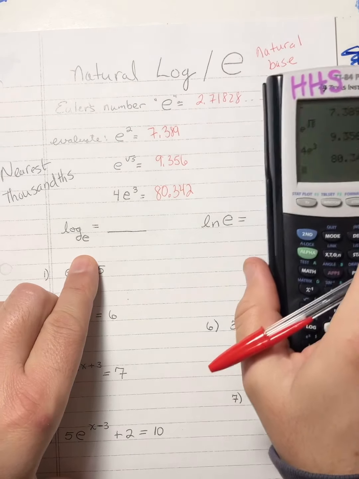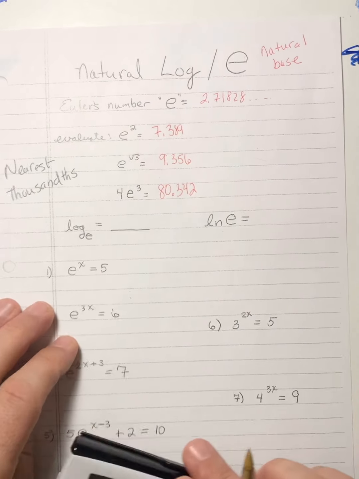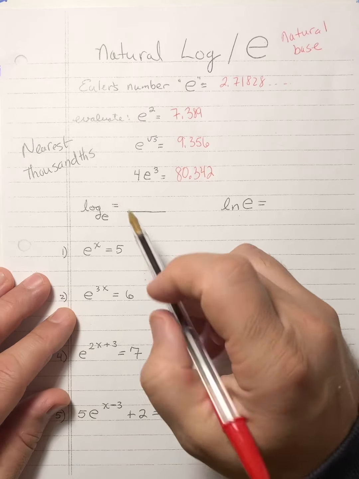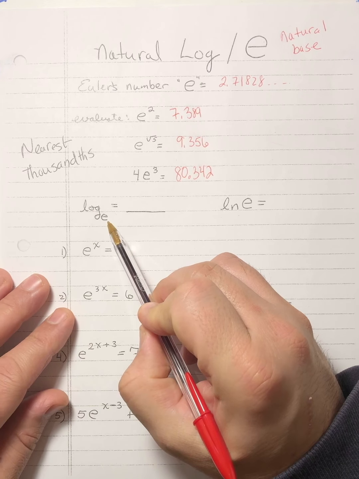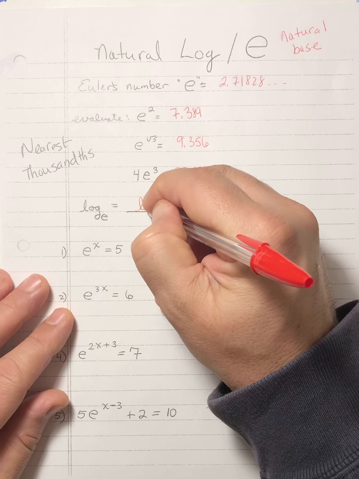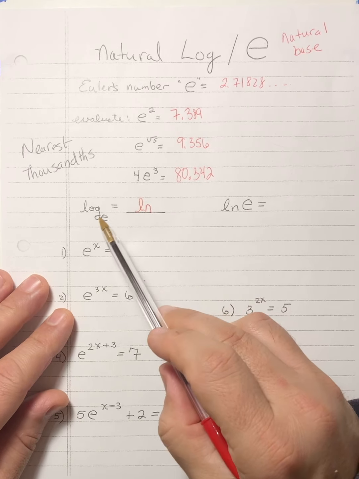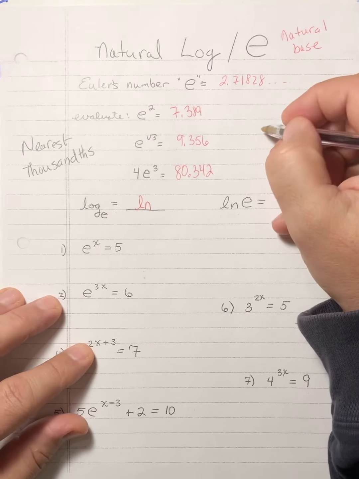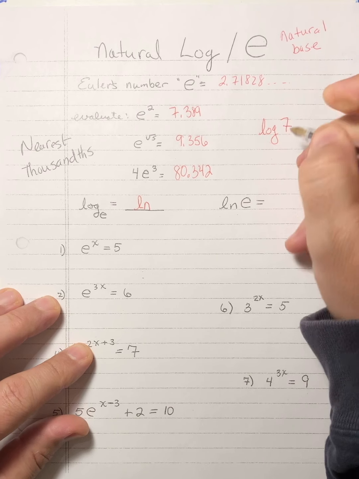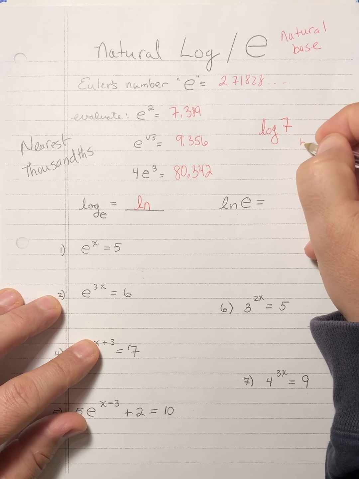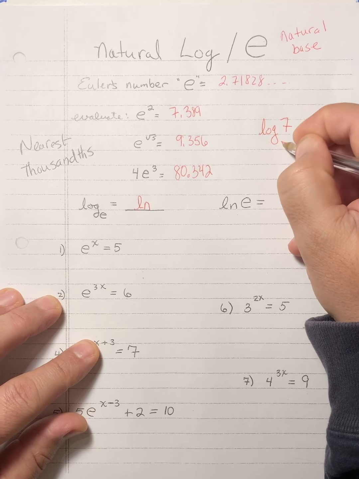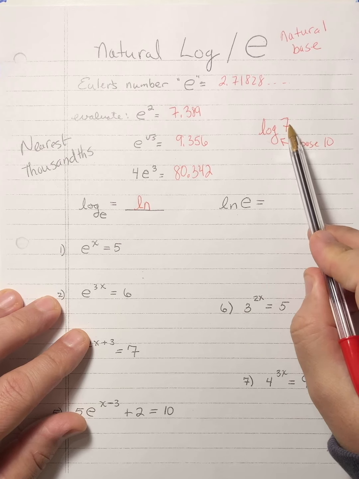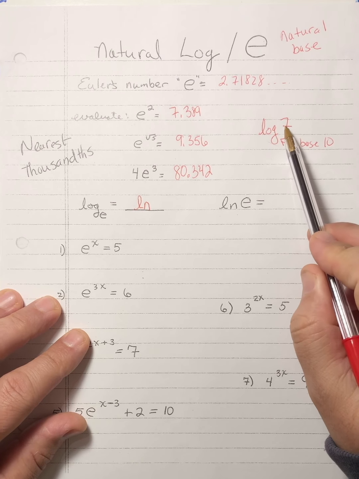Okay? So, what does all this mean? e is called the natural base, so therefore we have a log. Log base e is actually written out this way. It represents ln. Remember, log of 7 with no base showing is base 10. That's called the common log. I don't need to put the 10 there. So log of 7 just means log base 10 of 7.